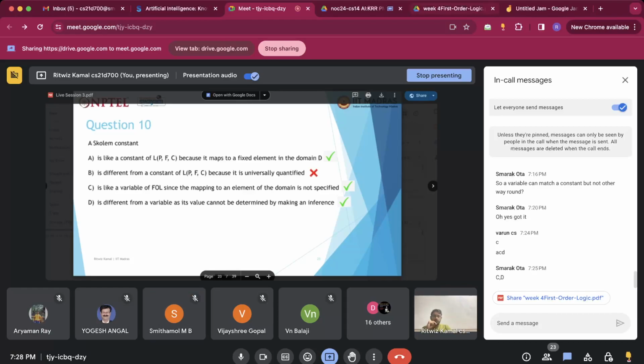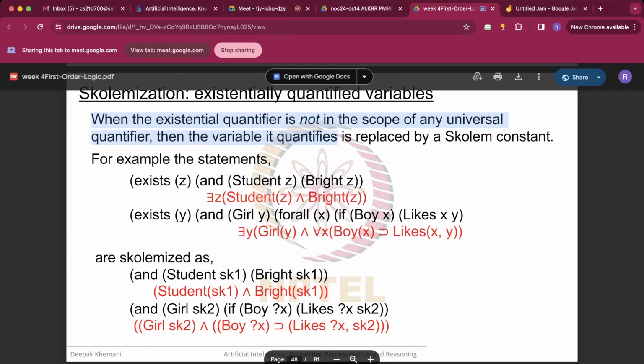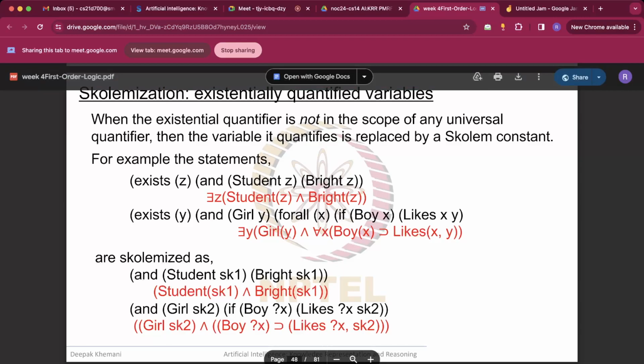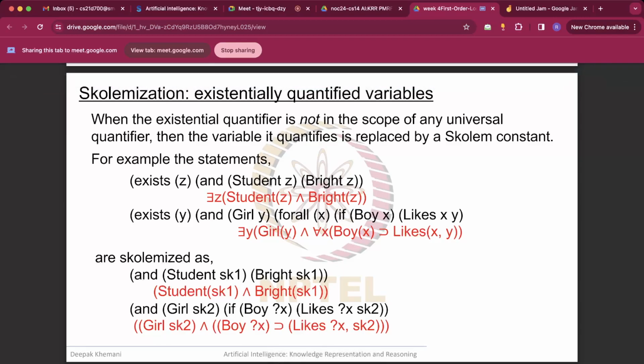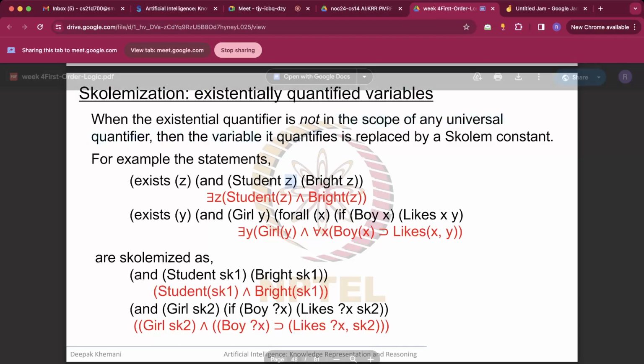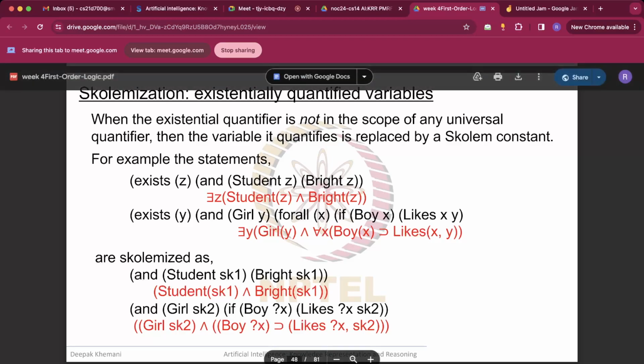Right. So if I have to go back to the lecture slides, one example was: suppose there exists z, which is an existential quantifier, and student z and bride z. This z is not in the scope of any universal quantifier, so we are replacing this z with sk1, which is a Skolem constant. This 1 is randomly assigned; it doesn't have to be 1, it can be sk2, sk3, sk300, whatever. So here we are removing the there exists z part, and we are writing student sk1 and bride sk1.